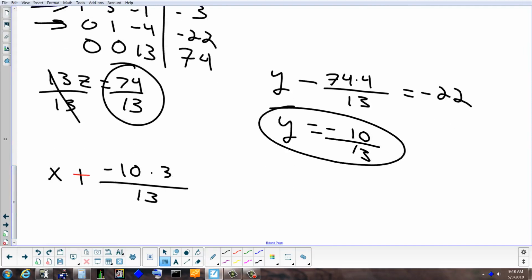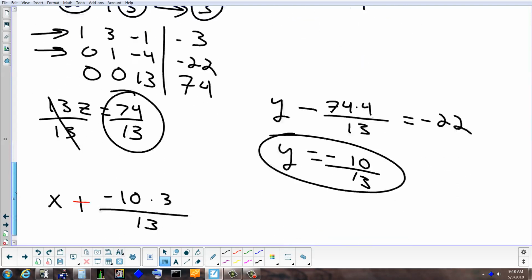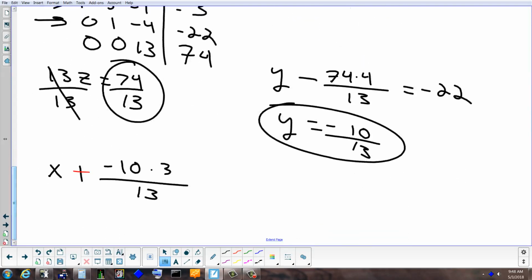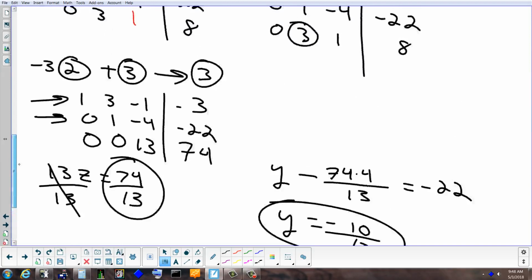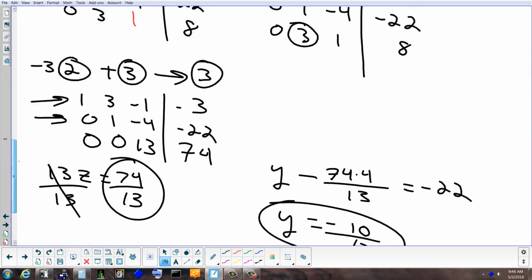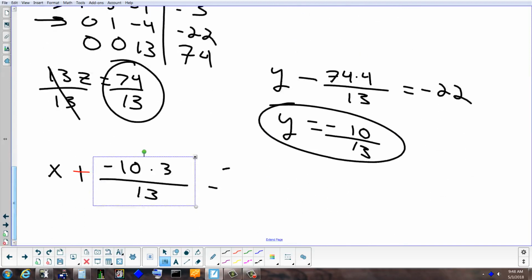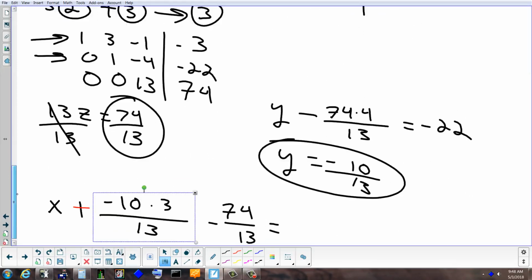So I hope the process is seeming okay, even though these numbers are pretty awful towards the end. I just hope the process of getting the 1s and 0s is what you got out of this one. Don't get tripped up with all these denominators of 13. It's just the way this one worked out. All right, so we've got x plus 3 times y minus z, so minus 74 over 13 equals negative 3.